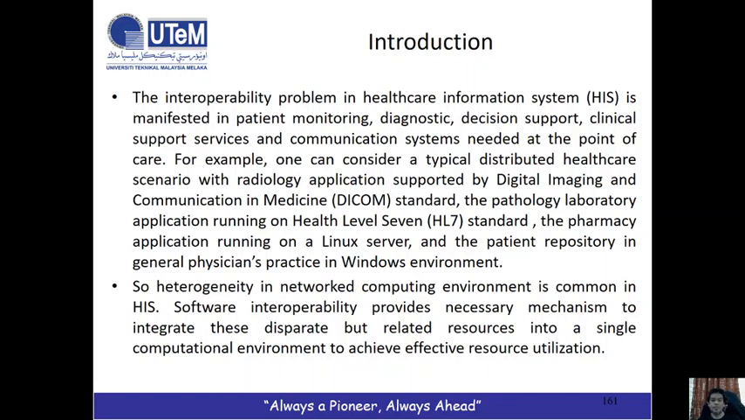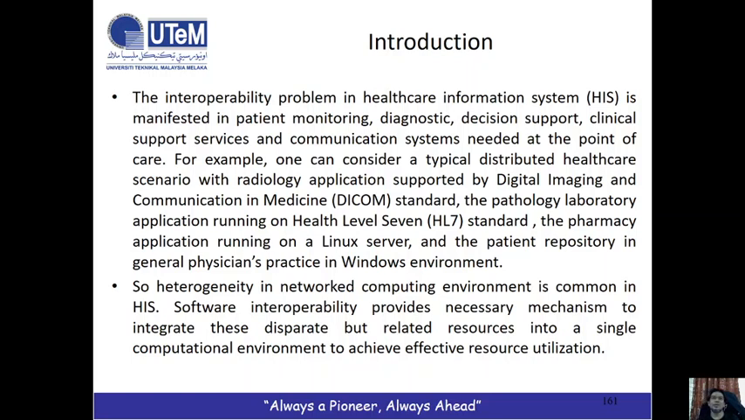They use Windows, for example, Linux, Windows, DICOM, HL7. So there are many types of standards and protocols involved in the applications within the hospital. This is within one hospital. How about another hospital? How about another hospital in Malaysia?